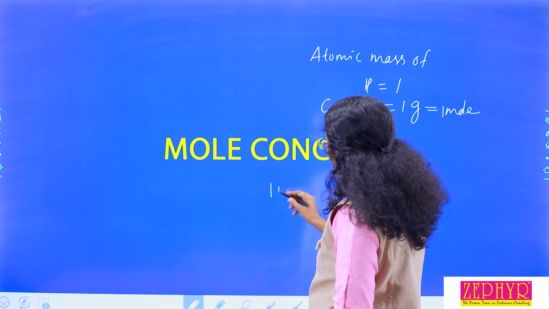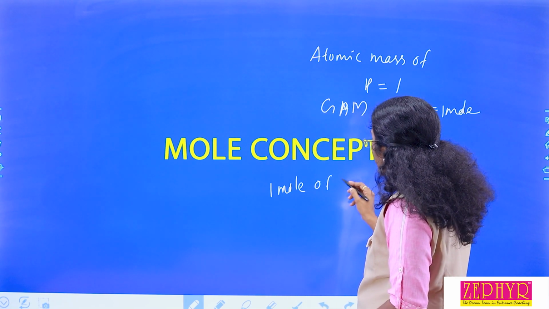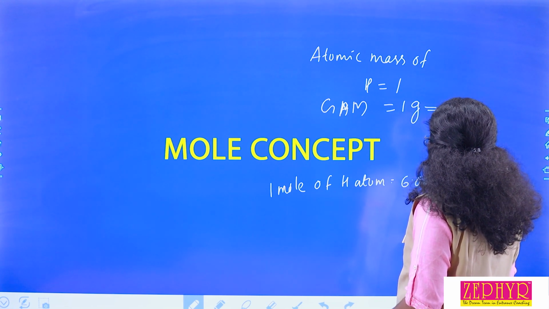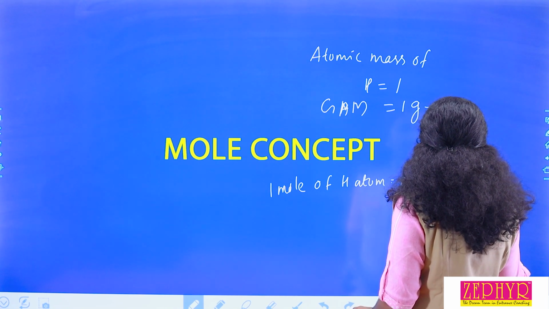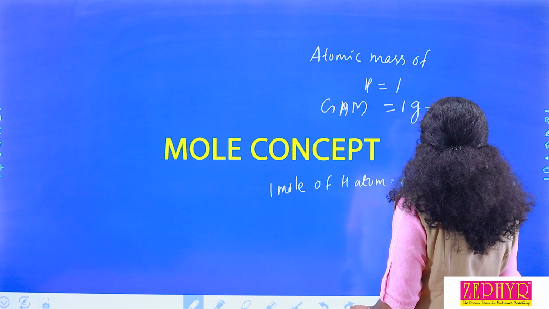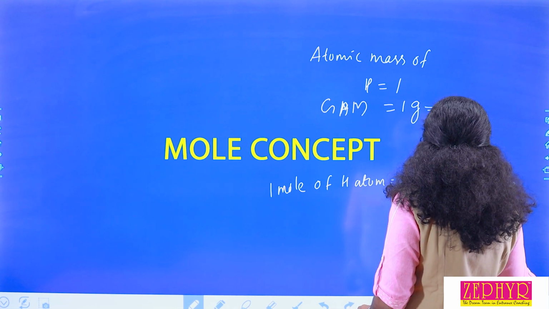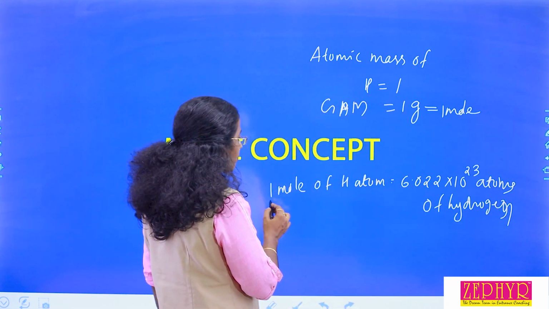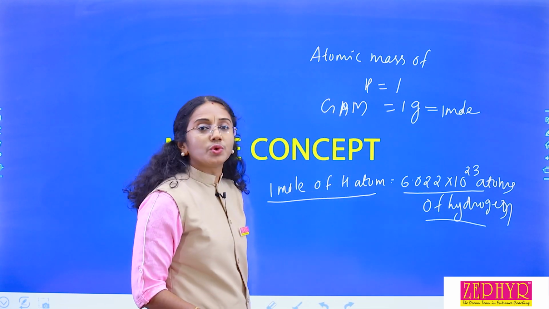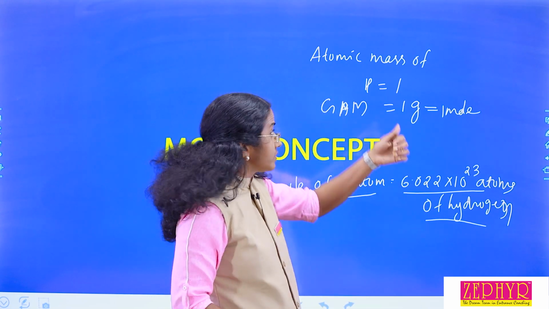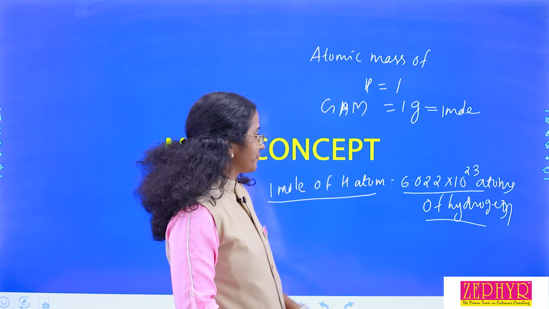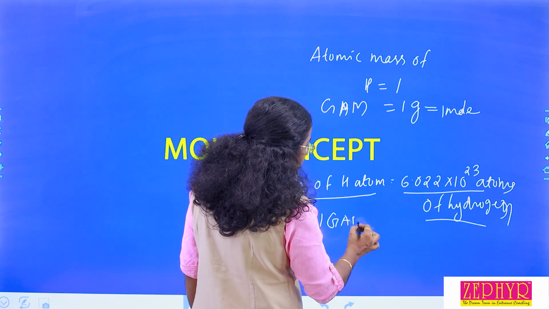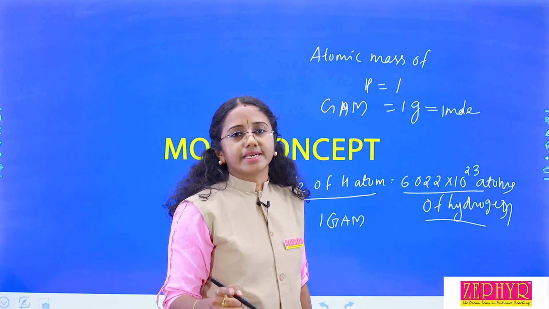That means 1 mole of hydrogen atoms is equal to 6.022 × 10^23 atoms of hydrogen. So 1 mole of hydrogen equals 6.022 × 10^23 atoms of hydrogen, because this is the atomic mass of hydrogen. This is otherwise called 1 GAM. 1 GAM is equal to 1 mole of hydrogen atoms.